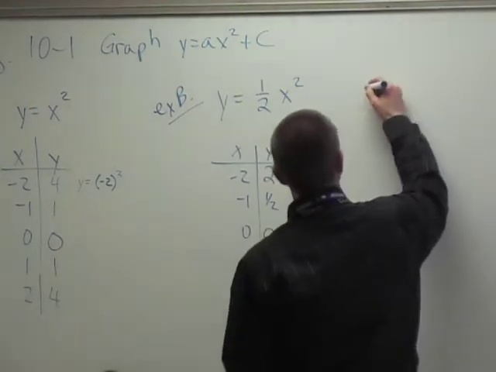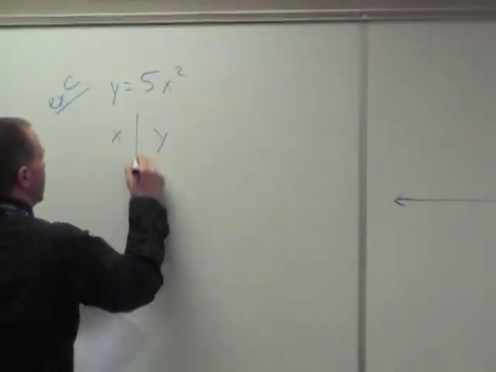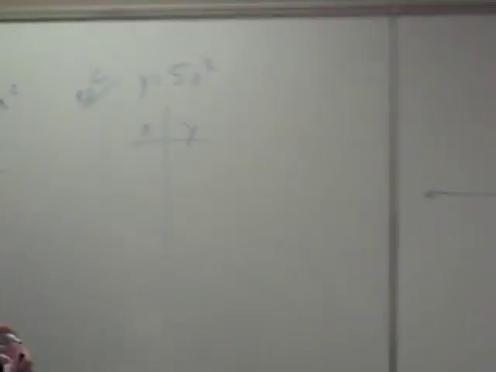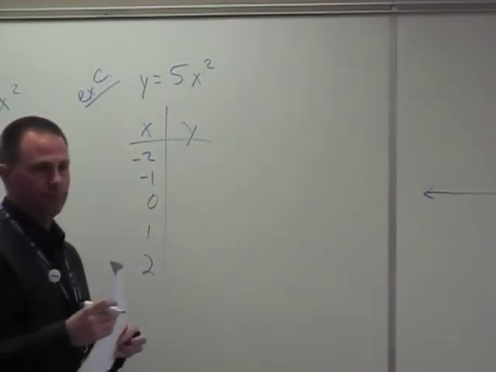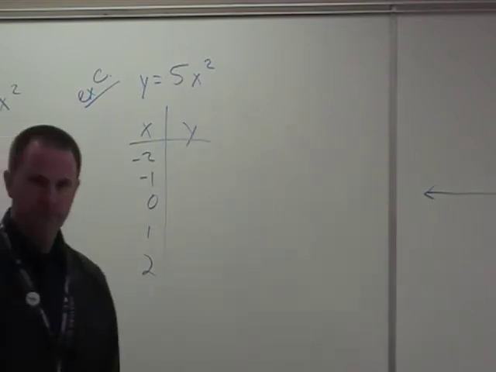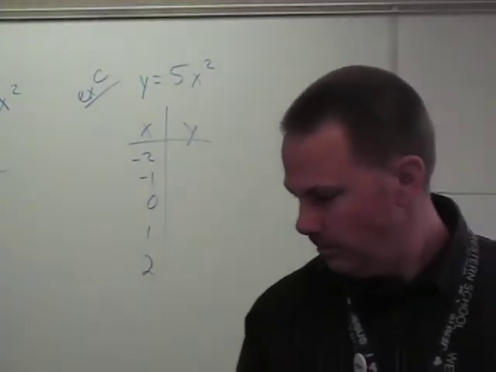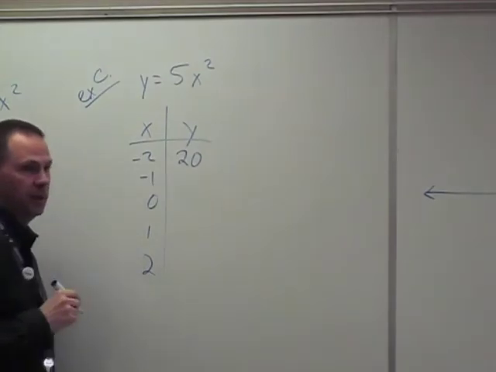Okay? Example C. y equals 5x squared. Everybody check to see what that does. What do you think it's going to do? It's going to get skinnier, because y increases rapidly. Okay? -2, -1, 0, 1, and 2. Everybody do that? Make sure you do the exponent first. Then graph it.